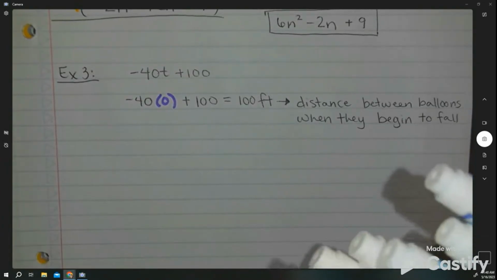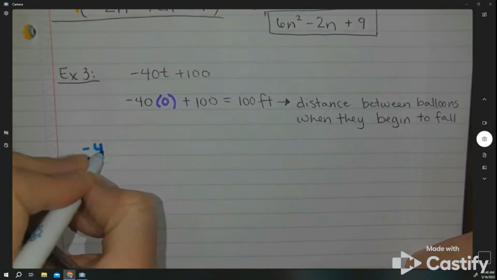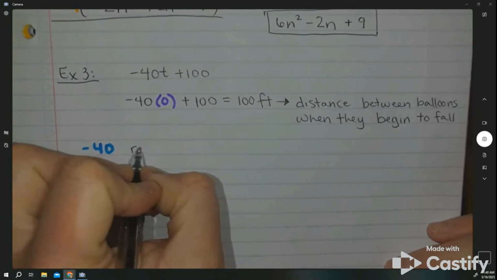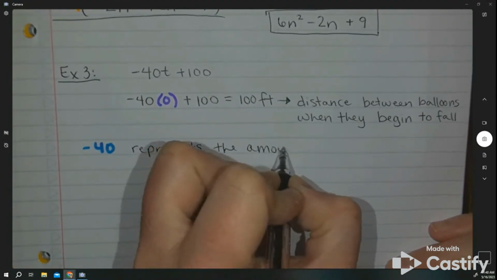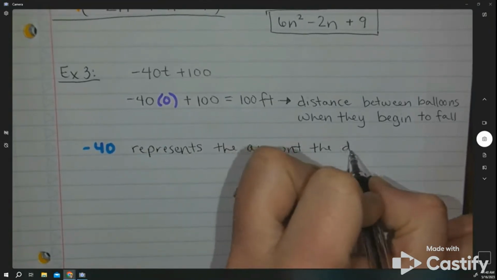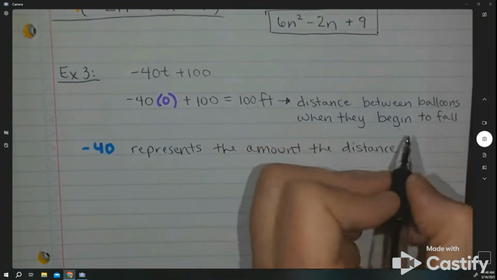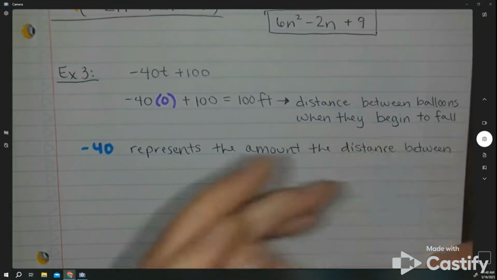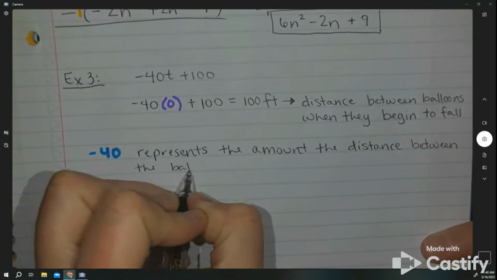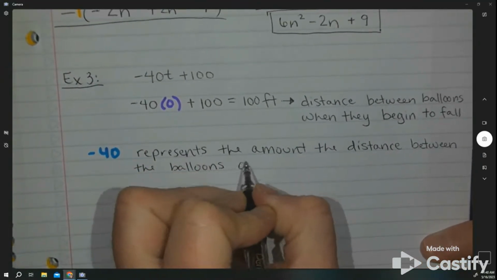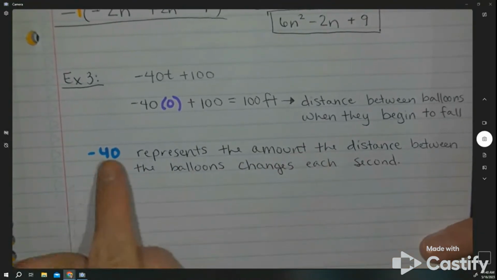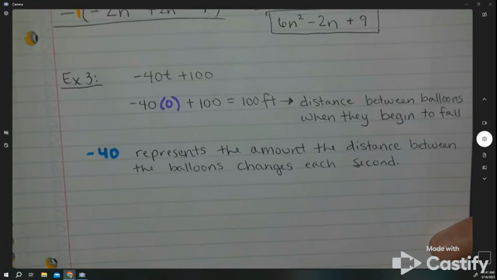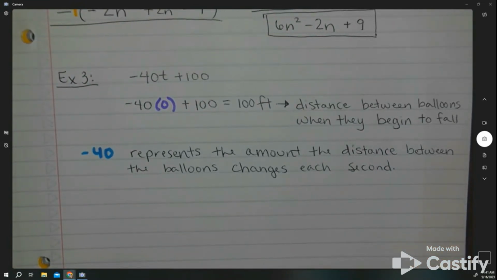So that negative 40, let's use a color just to emphasize the negative 40. Negative 40 represents the amount the distance between the balloons changes each second. So think about this one in terms of like the slope, right? So every time t increases by 1 second, the distance between the water balloons decreases by 40 feet.